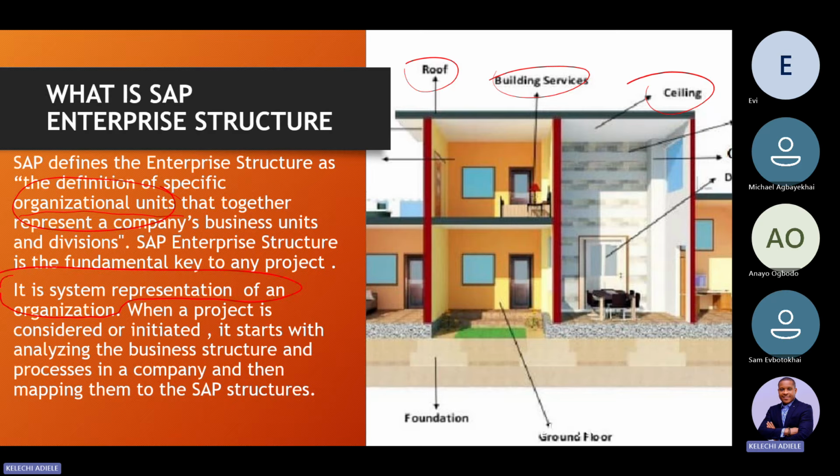And after you have analyzed the business structure, you have to now analyze the processes within that organization. What is their LOB, their line of business? Do they have finance? Do they have procurement? Do they have sales? How do they do sales? How do they do finance? How do they do this? How do they do that? It is when you have understood all this that you can now map it.